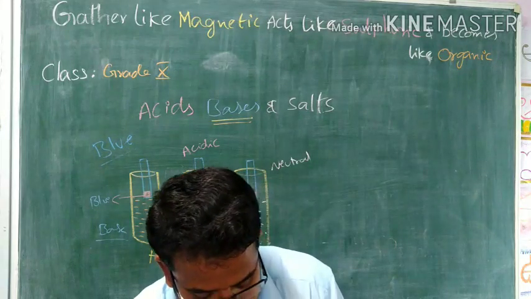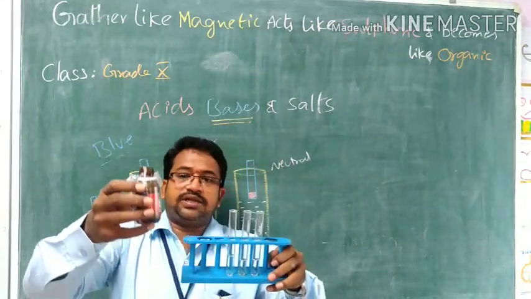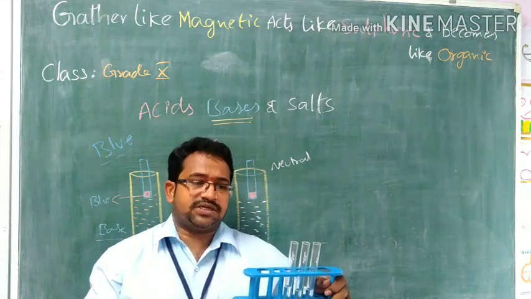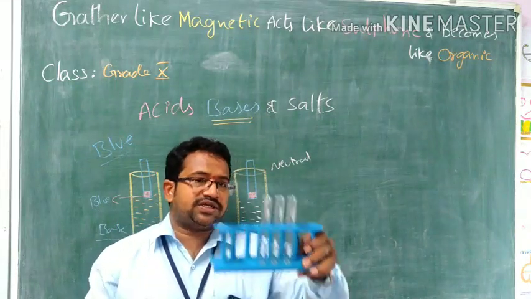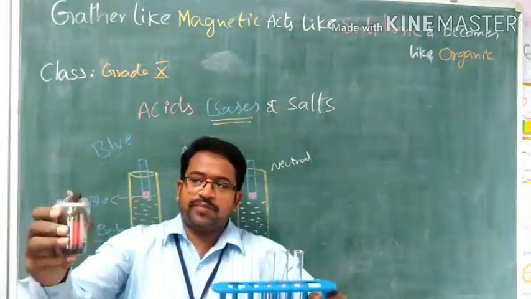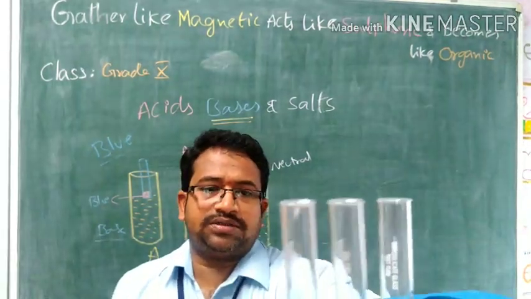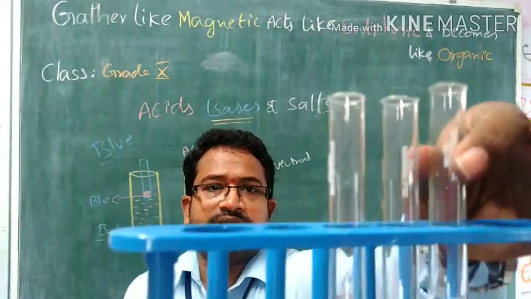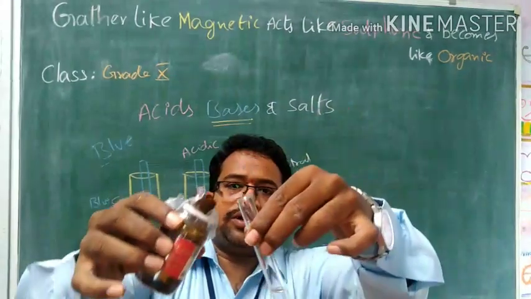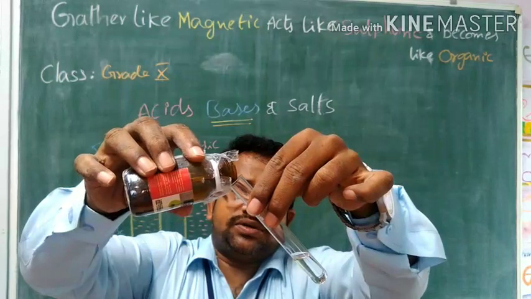Okay, children, are you following? Yes. Now it's about the indicator phenolphthalein. What is indicator? Indicator is a substance which is used to identify the nature of the given solution. Now I want to know the nature of this solution by this indicator. Now among these, first I am going to take this one. I am going to add some phenolphthalein to this one. Let us see what happened.